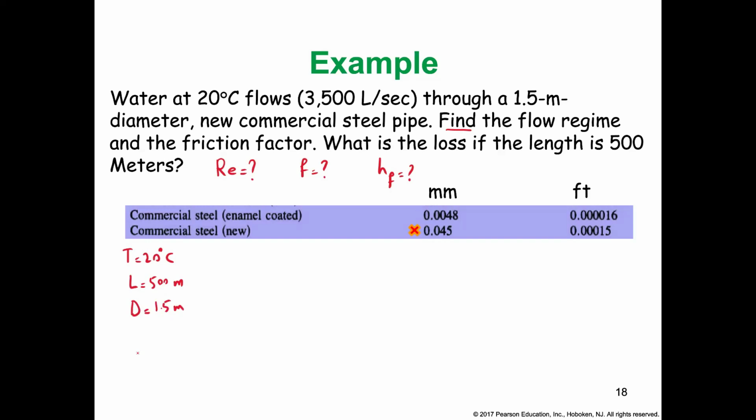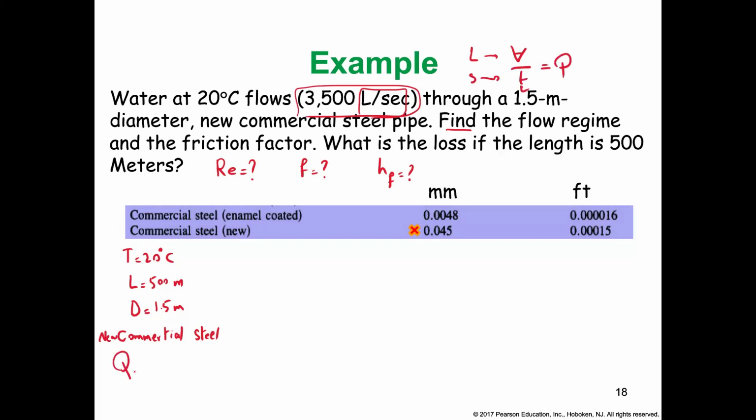And that's commercial steel, new. And what else? This one. Look at the unit. The unit says liter per second. Liter is a kind of volume. Second, time. So if you divide these two, that's your discharge.